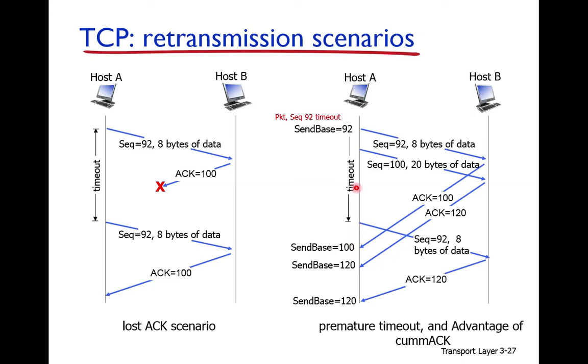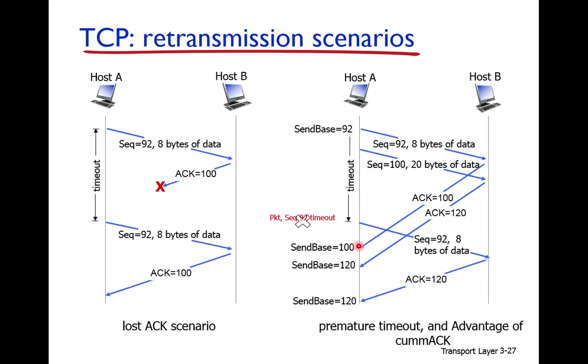Now the timer will be set for this packet because it becomes the oldest packet that is sent and not acknowledged. So you can see that when this packet is retransmitted, its timeout is set. When acknowledgement number 100 is received, its timeout will be stopped. It means that it is correctly received.